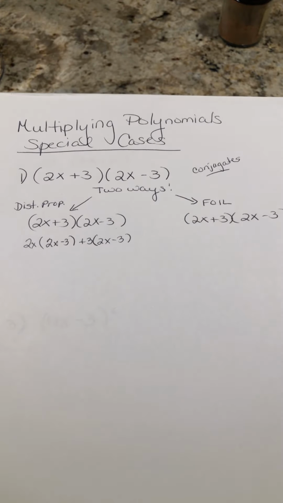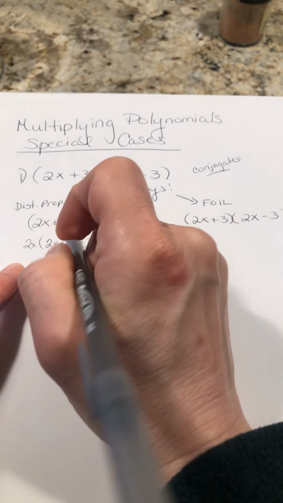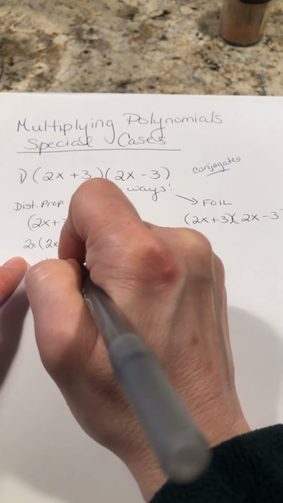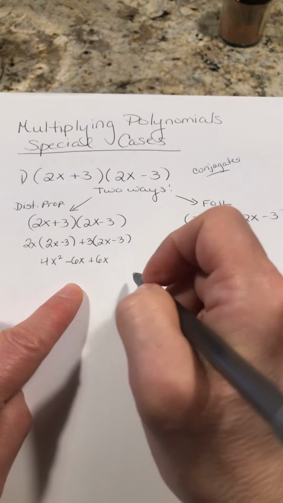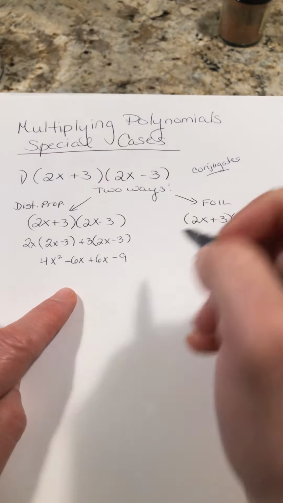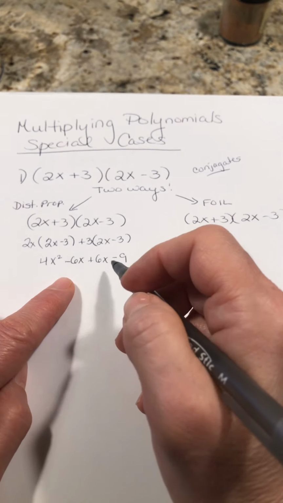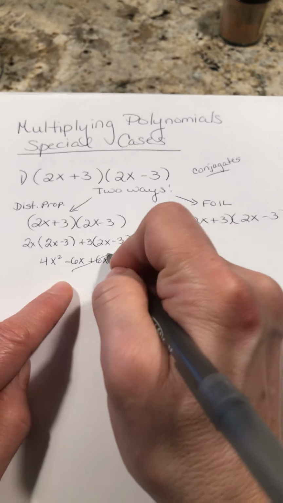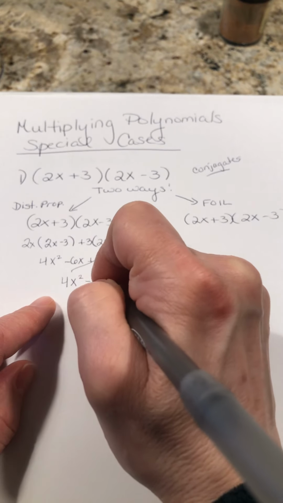So if we now distribute, we're going to get 4x squared and then minus 6x plus 6x, and 3 times negative 3 is negative 9. So what happens when we add a negative 6x to a positive 6x? Those two things cancel out and we're left with 4x squared minus 9.